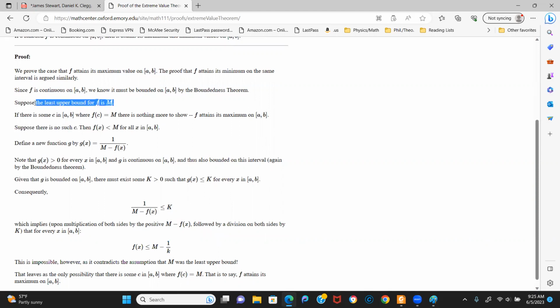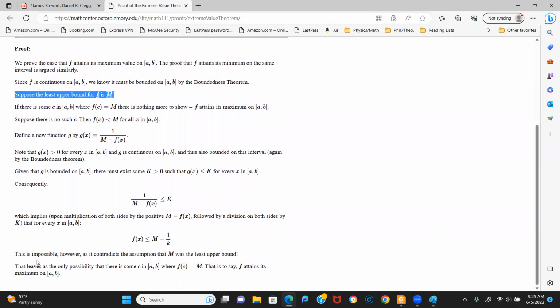But remember, we assumed that m was the least upper bound, which is a contradiction because we just constructed this other number, which is an upper bound, and it's less than m. So this is the contradiction. This is impossible because it contradicts the assumption that m was the least upper bound. So what we initially assumed can't be true. And what we initially assumed is that there was no c such that f of c equals m. So that assumption is false, which means there does exist a c such that f of c equals m.